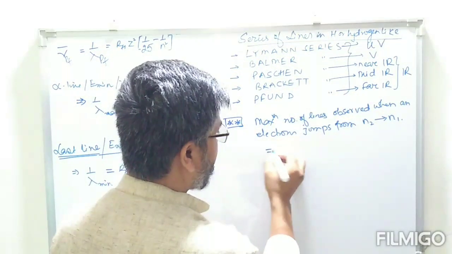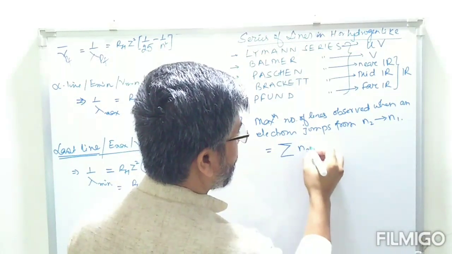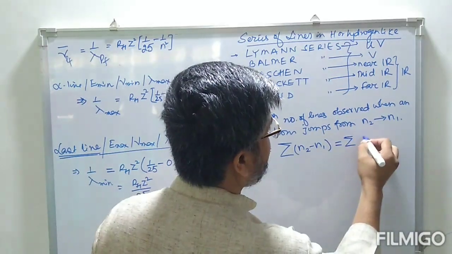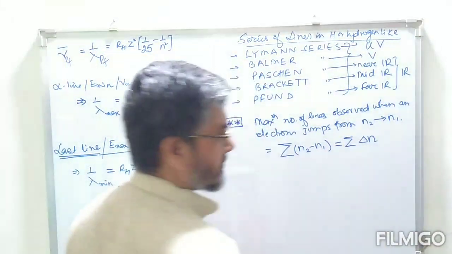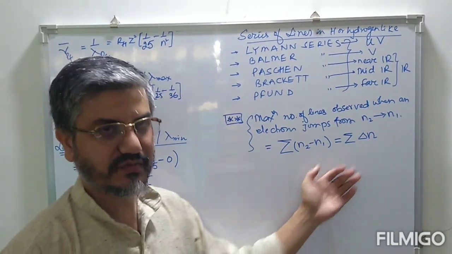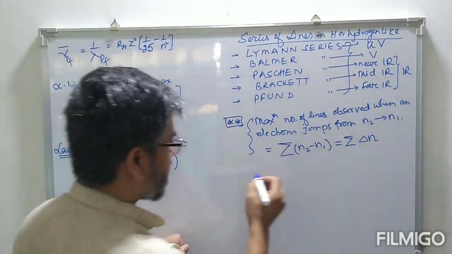So this maximum number of lines is equal to the summation of n2 minus n1. Simply we say summation of delta n. This will help you in identifying the maximum number of lines possible for objective as well as subjective type questions. So I'll give you an example with this.